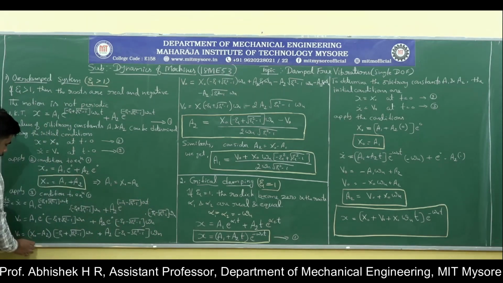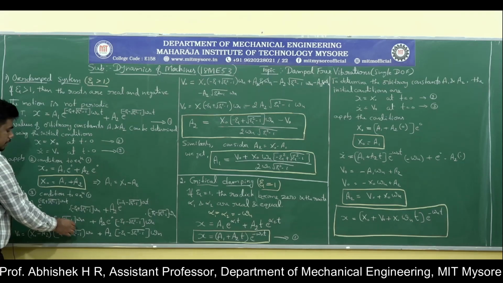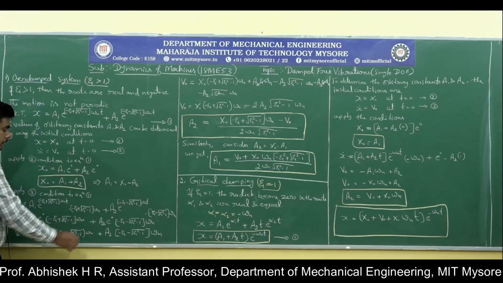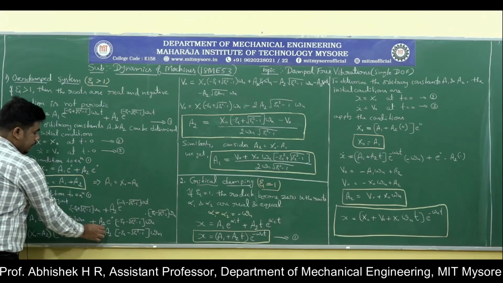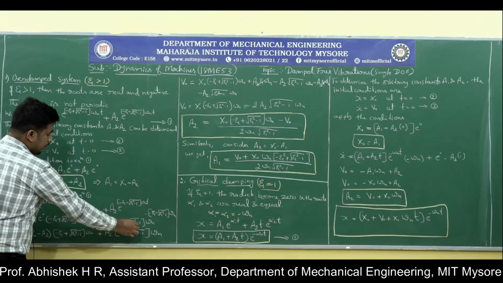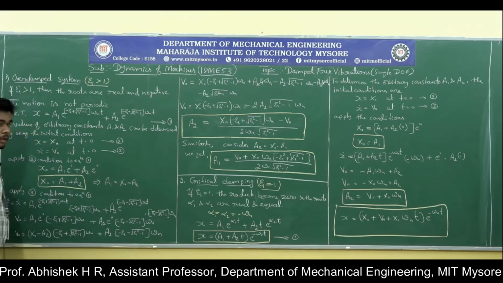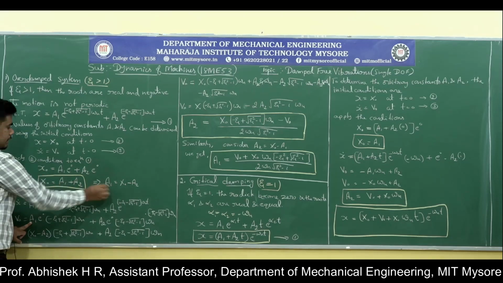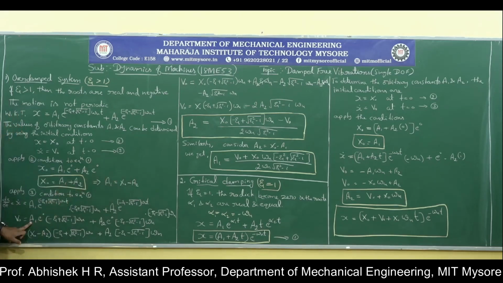Next, v naught is equal to a1. If I put 0 in place of t, it becomes e to the power of 0. So minus zeta plus square root of zeta square minus 1 into omega n, plus in a similar way a2 into e to the power of 0, minus zeta minus square root of zeta square minus 1 into omega n. In the next step, from the expression x naught is equal to a1 plus a2, I can write a1 is equal to x naught minus a2.